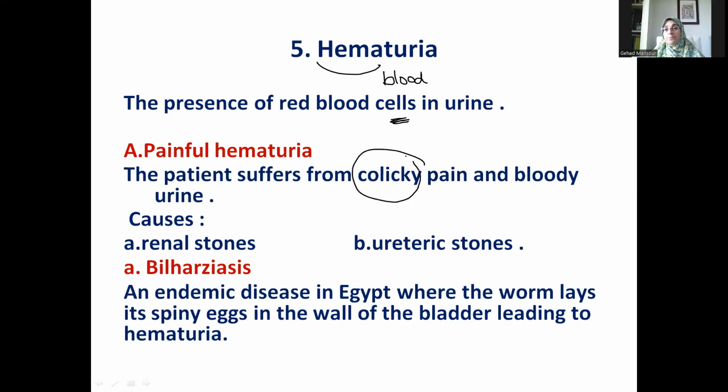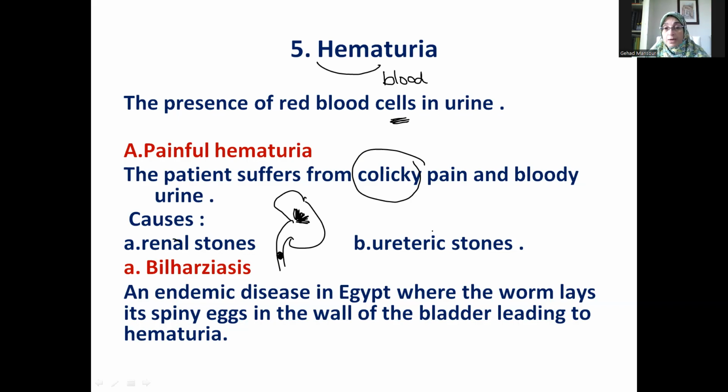Because colicky pain, that is due to spasm and spasmodic contraction of the ureter, for example, will always be associated or will always indicate a stone most of the time. So if it is a stone in the kidney, as I told you before, for example, a big stone in the renal pelvis, we call it a renal stone. If it is a stone in the ureter, it will be a ureteric stone.